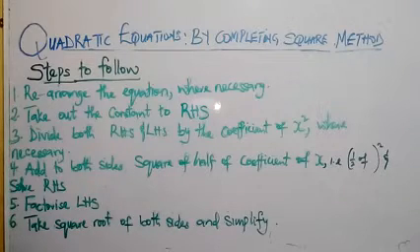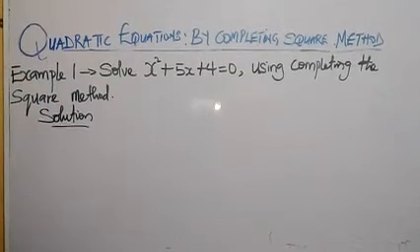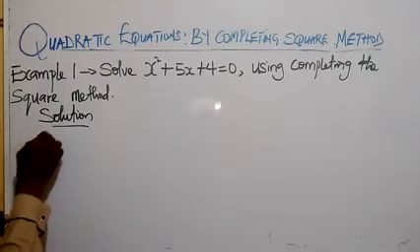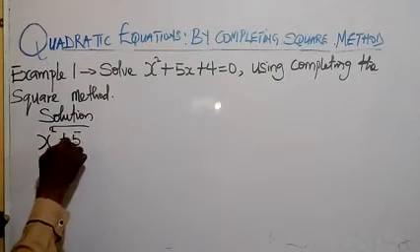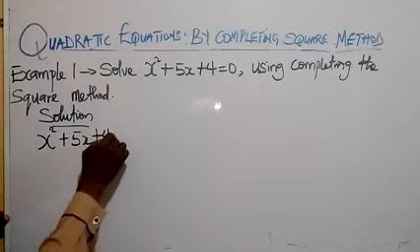Alright, let's solve 3 questions together. Look at this example 1. Solve x squared plus 5x plus 4 equals 0 using completing the square method. Alright, how do we solve this? Let's follow the steps. Alright, we have x squared plus 5x plus 4 equals 0.